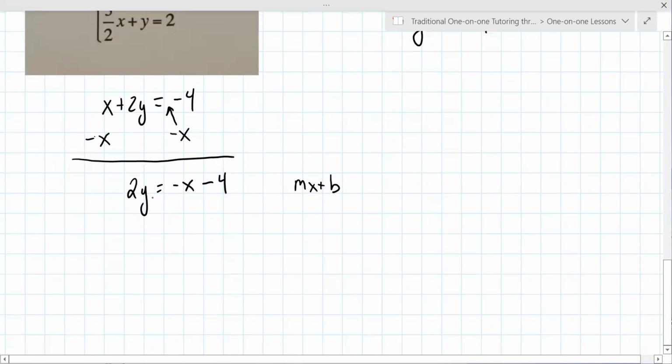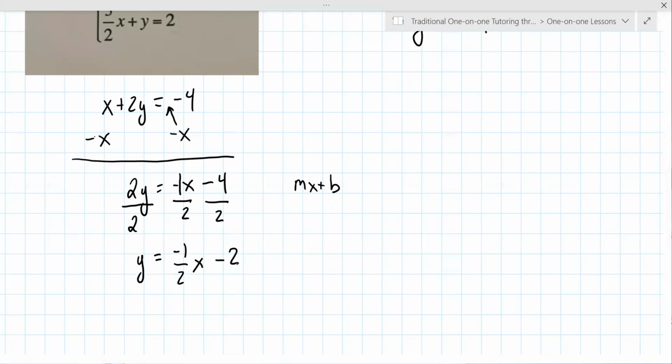Now, what is keeping y from being by itself here? The 2. It's multiplied by 2, so you divide by 2. Now you divide everything by 2. It's probably not too bad over here on the right. -4 divided by 2 is -2. But there's really a -1 in front of the x, and that's the way we want to write it here: y equals -1/2 x minus 2, like that.